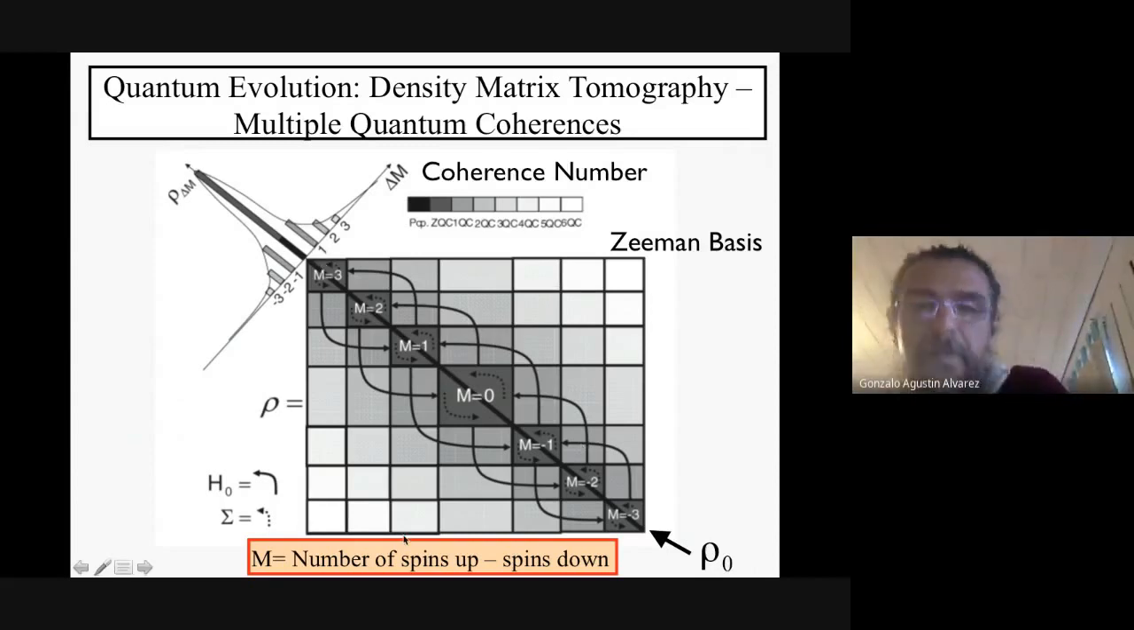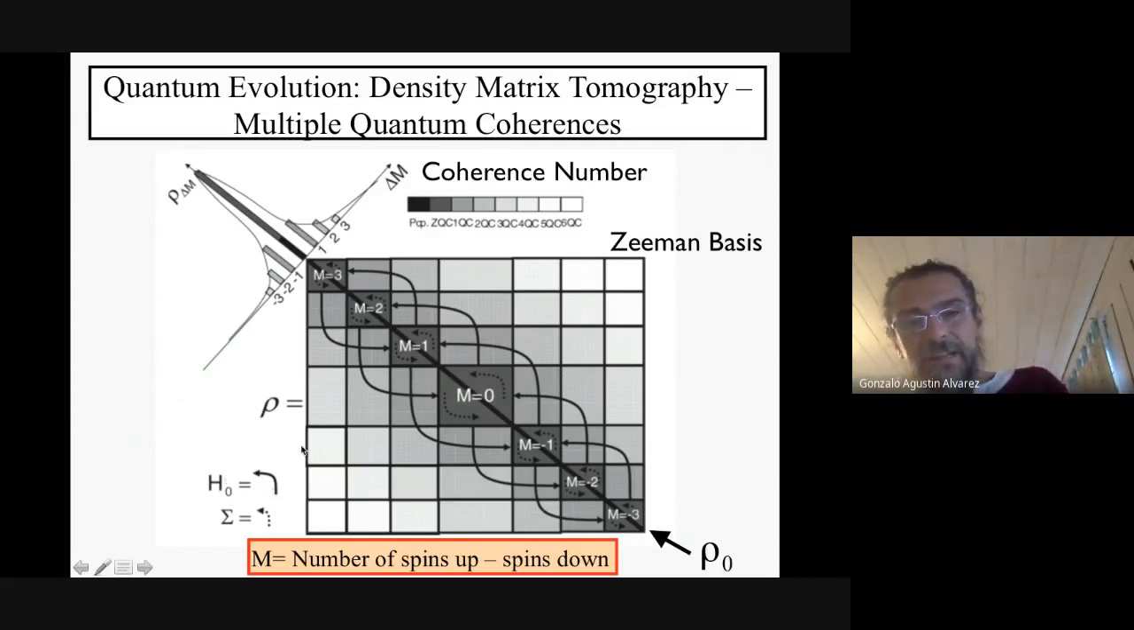So this block here is a representation of the density matrix. I'm using the Zeeman basis, that is all the possible combinations of spin up and down, and they are ordered as a function of the magnetization number, that is the number of spins up minus the number of spins down. This is the MZ magnetization. So here, for example, I have a block where the difference between spin up and down is 0. I have all the possible combinations that give me a 0. Here I have a 1, here a 2, a 3, and so on. In the diagonal, I have the populations, and the initial state will be diagonal in this density matrix representation.